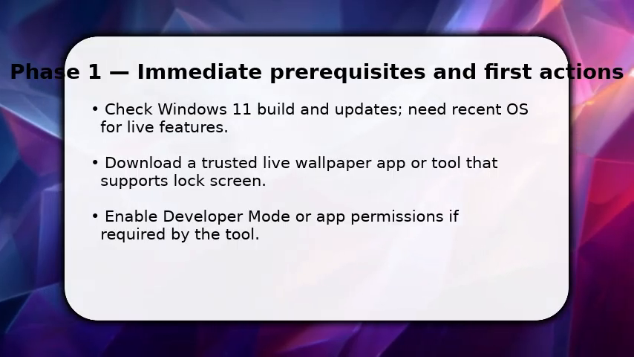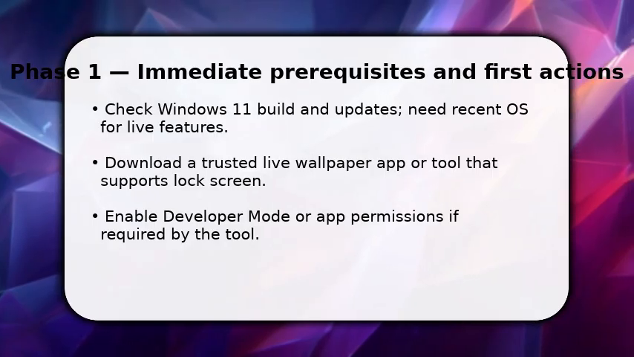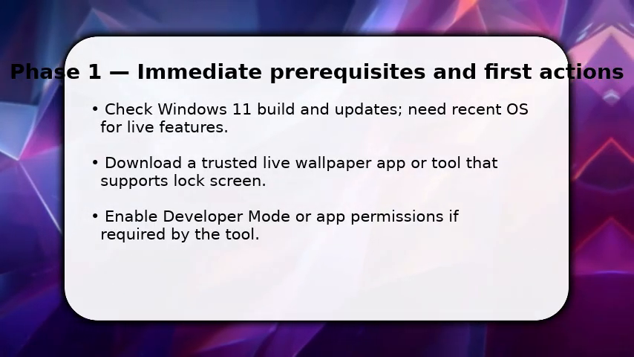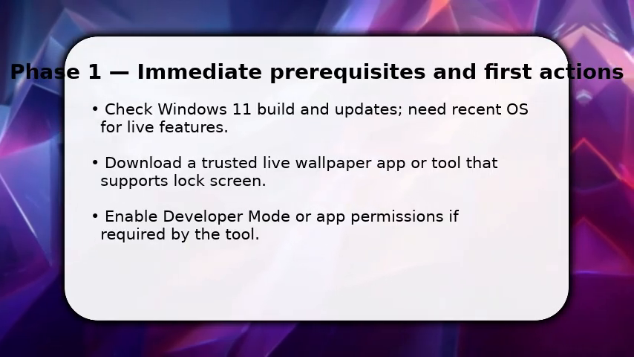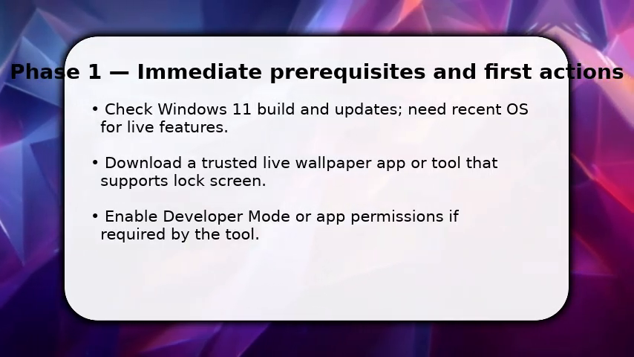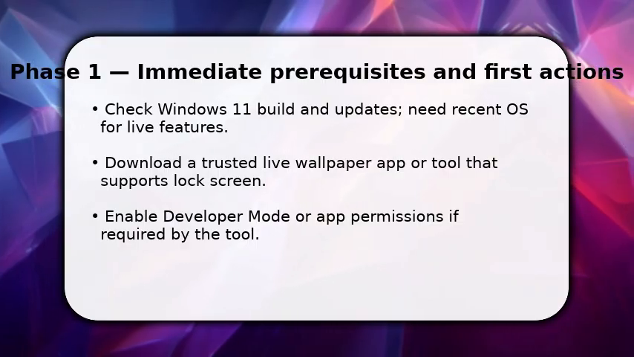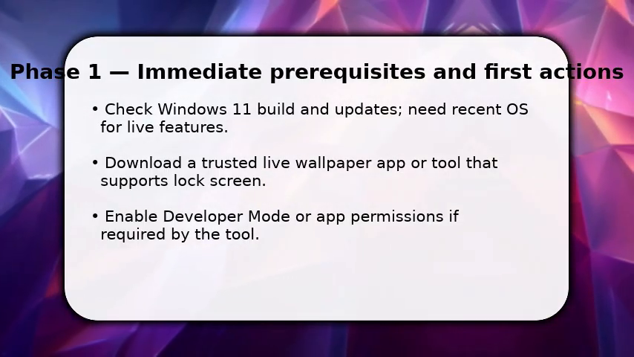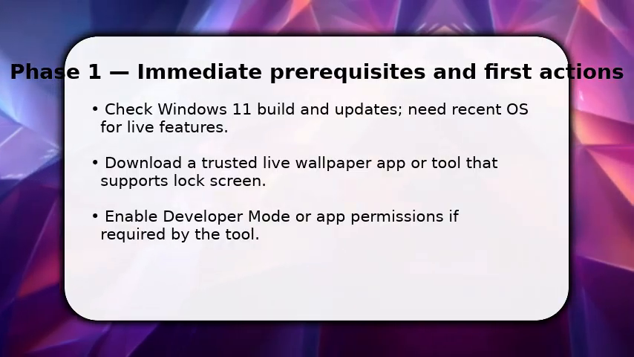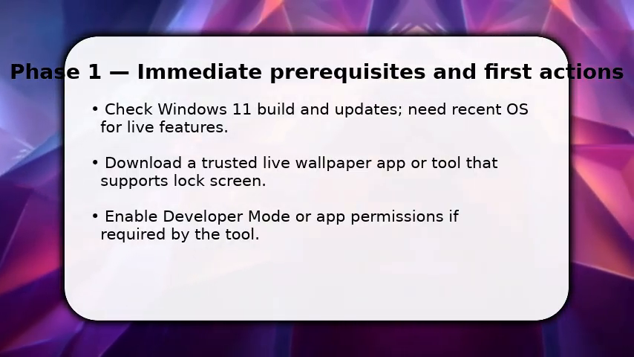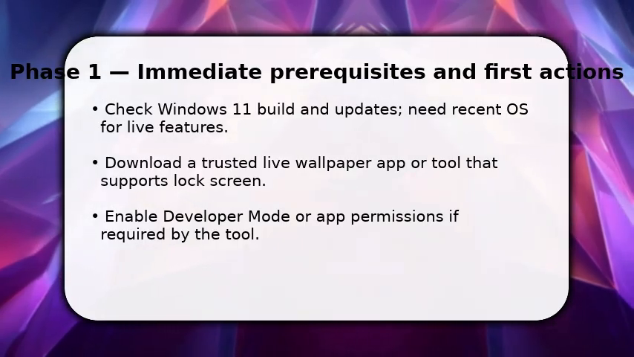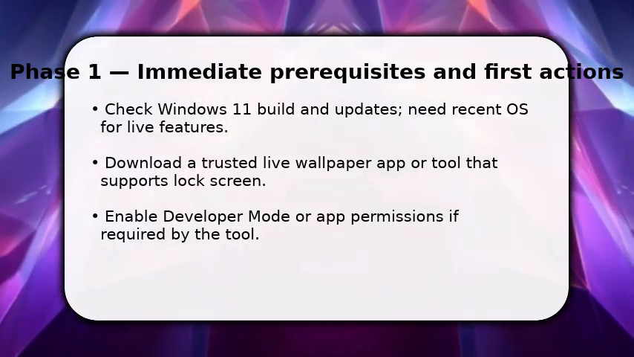You begin by confirming Windows 11 is up to date and that the live wallpaper app you chose supports lock screen integration. Once done, install the app and grant any requested permissions. Make sure to accept background and lock screen access. You will also enable developer mode only if the app instructs it. This avoids security prompts. Then, launch the app and choose the live wallpaper file or pack. Start the process now so we can move to configuration.